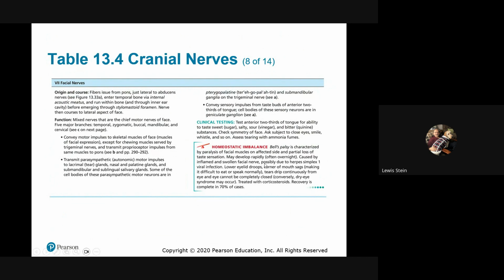Rapidly, inflammation, swollen nerve, herpes simplex is certainly implicated. Lower eyelid droops, corner of the mouth sags, etc. Okay, most of the time you can treat it. Complete recovery in 70% of the cases.